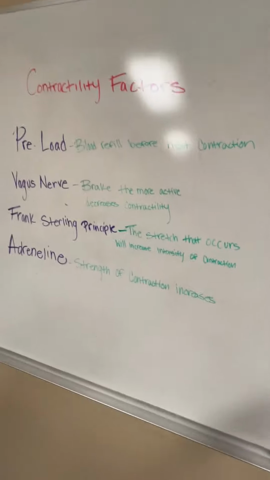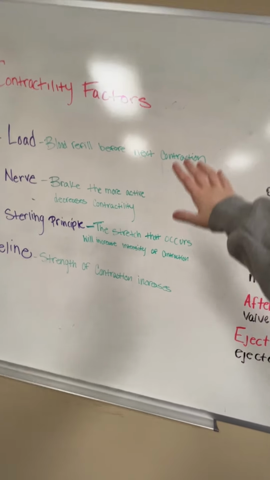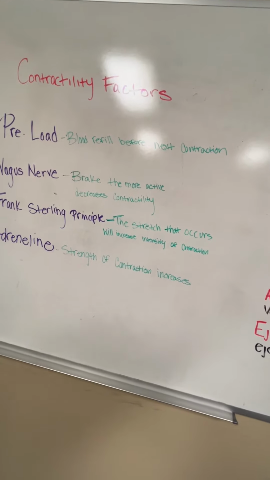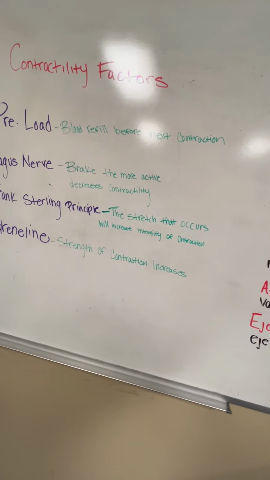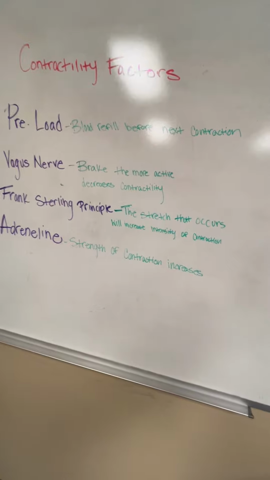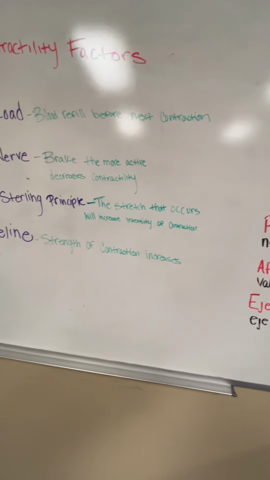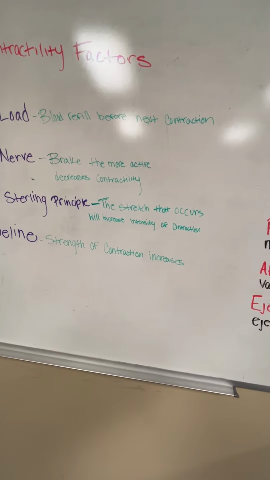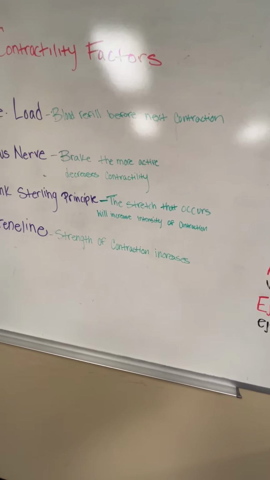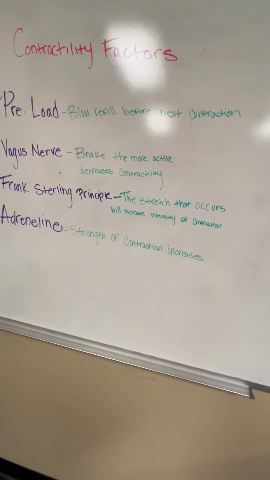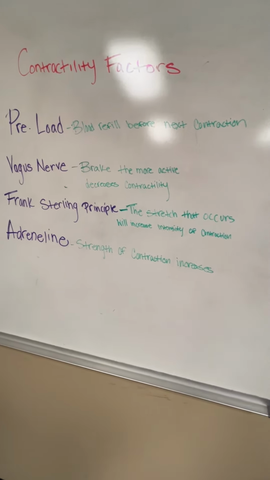So now we're going to move over to some contractility factors. That preload that we mentioned before is a huge part in that, and then the vagus nerve is going to put a brake on that. The more active the vagus nerve is, the more it's going to decrease that contractility of the heart. The Frank-Starling principle is the stretch that occurs that'll increase the intensity of that contraction, and then adrenaline will strengthen the contraction and increase that contractility.